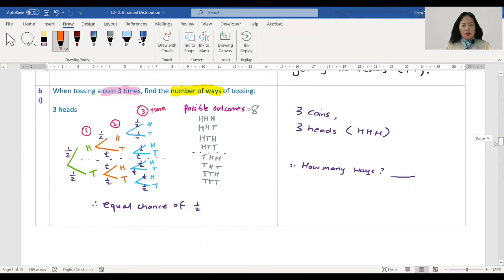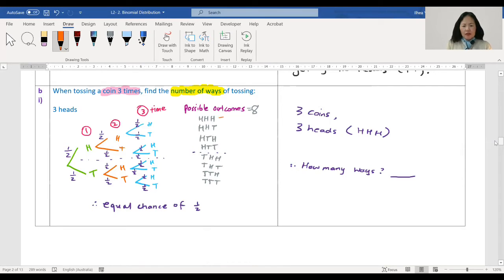Part B, when tossing a coin 3 times now, not twice, 3 times, find the number of ways of tossing 3 heads. I've just sketched the tree diagram here. The green color is the first toss, the orange is the second, and the blue is the third. My possible outcomes, the sample space, will be 8 of them. All have an equal chance, half for each. Head, half; tail, half.